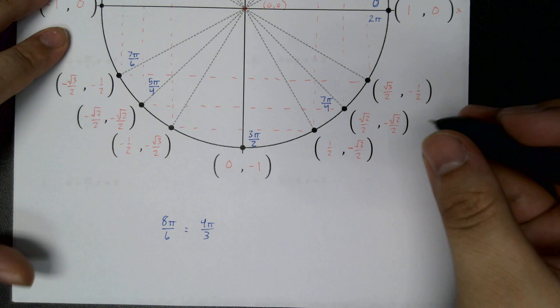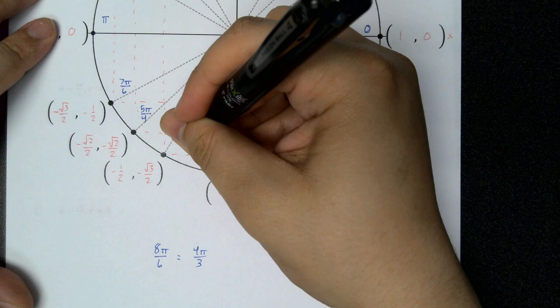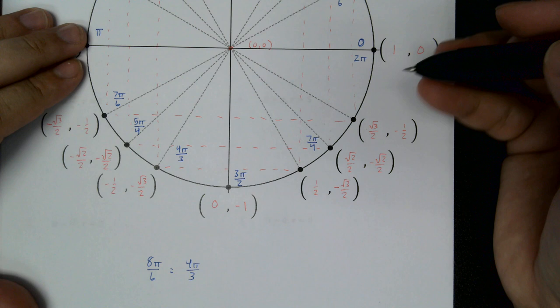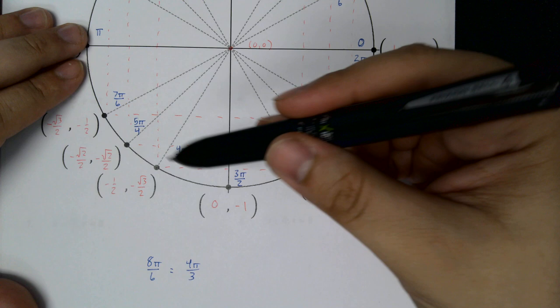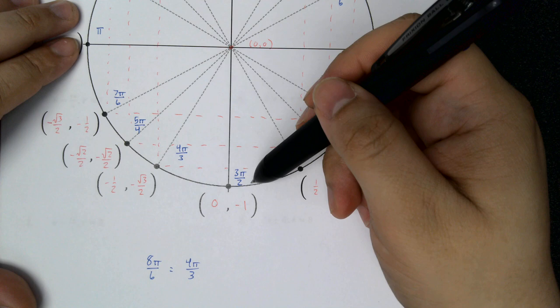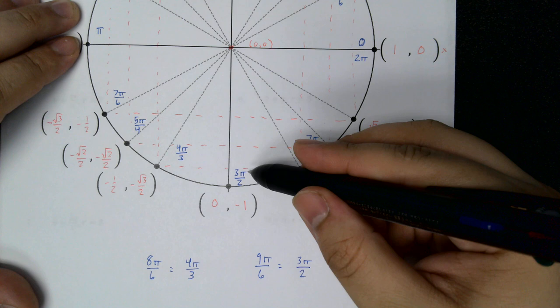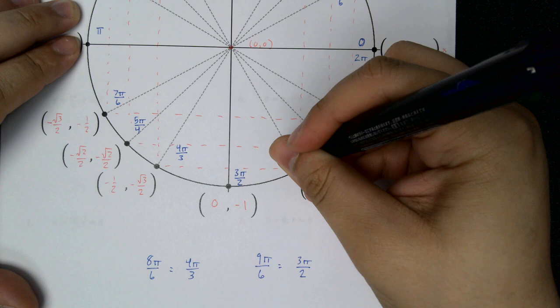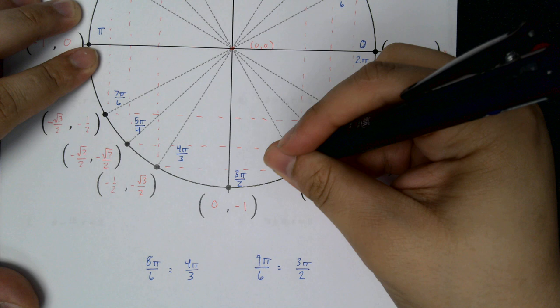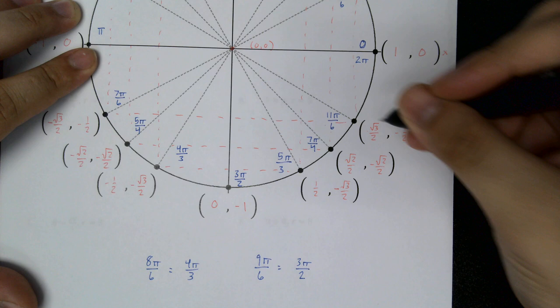So 4 pi over 3. So that was 7, 8. 9 pi over 6, so let me write that out, 9 pi over 6, divide by 3 on both sides, it gives us 3 pi over 2, so we still have that. 10 pi over 6, that simplifies as 5 pi over 3, and then 11 pi over 6 here. And then 12 pi over 6 is again 2 pi.